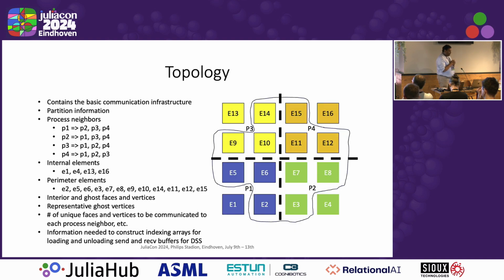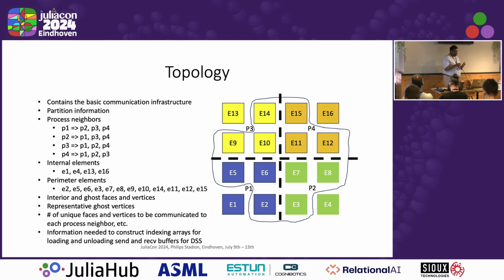So all of our communication infrastructure is stored in our topology data structure. For example, on the right, there is a picture with about 16 spectral elements partitioned with a space filling curve across 4 processes. So the topology data structure contains all the information needed for the communication infrastructure.